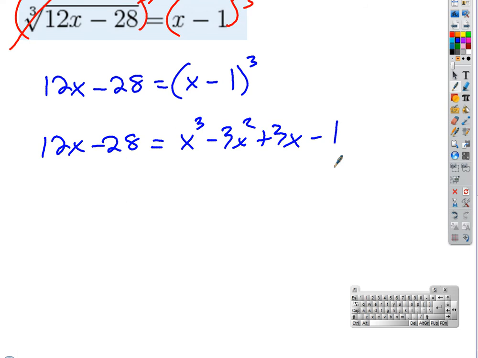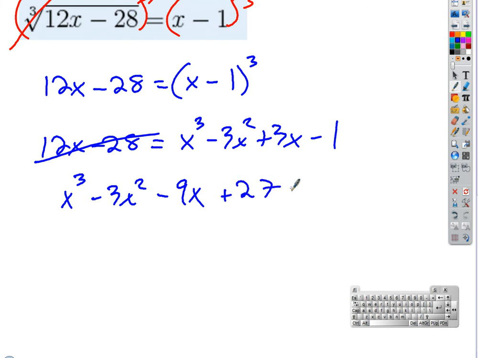Okay, so I'm going to get everything on one side. If I subtract all this stuff to this side, this is all going to go away. What am I going to get over here? I'm going to get x cubed minus 3x squared. I'm going to get 3x minus 12x, that's minus 9x. And negative 1 plus 28 is plus 27, right? There's a chapter 6 problem that we could solve by factoring by grouping. But I won't give you any of those on the test, I promise. I'll just give you smaller ones on the test.